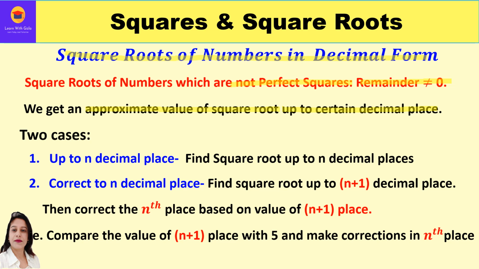So there are two cases. In the first case, they may ask us to calculate the square root up to n decimal places. So here we shall find the square root up to exactly n decimal places. Suppose in the question they say find the square root correct to n places. That means we have to correct the nth place. In that case, we need to find the square root up to n plus 1 decimal place, then correct the nth place based on the value of the n plus 1 place. That is, we need to compare the value of the n plus 1 place with 5 and make corrections in the nth place.